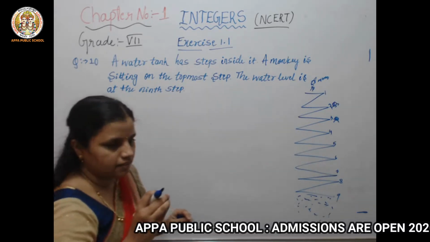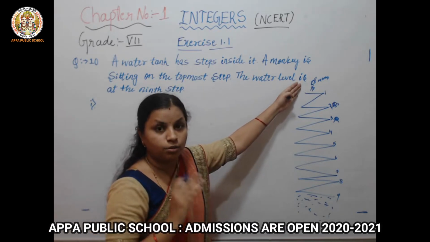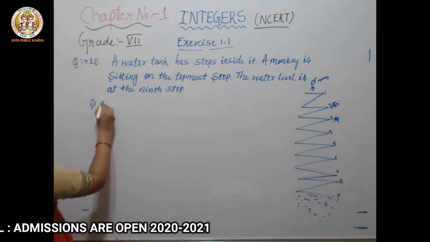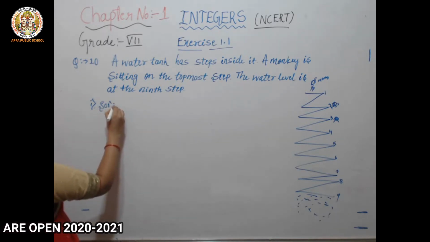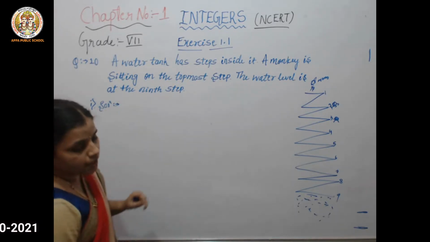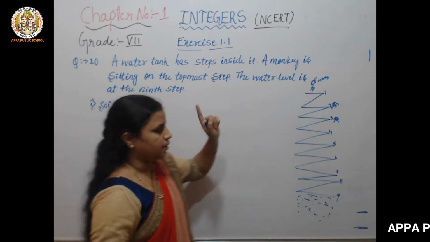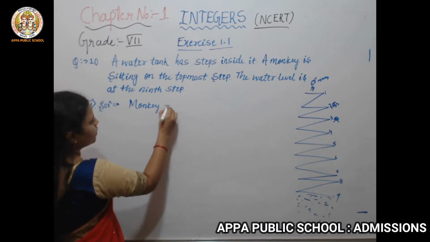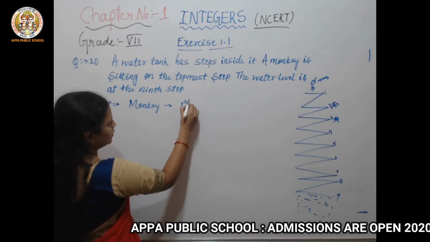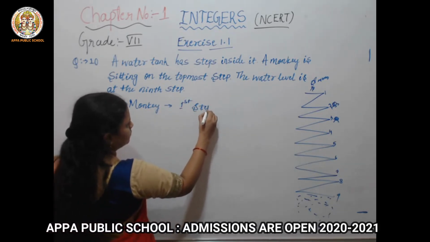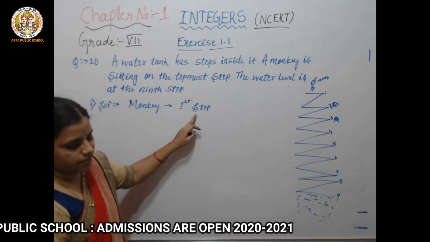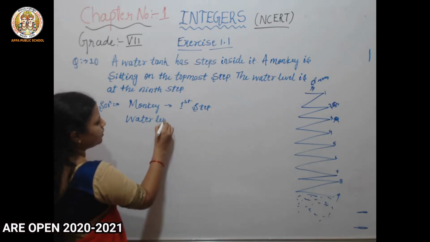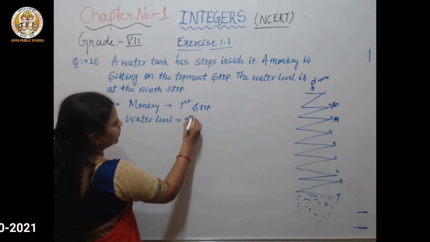Here he is considered as a monkey, don't take it in another sense. Now the solution. Initially the monkey is at the first step. Then where is the water level? The water level is at the 9th step.